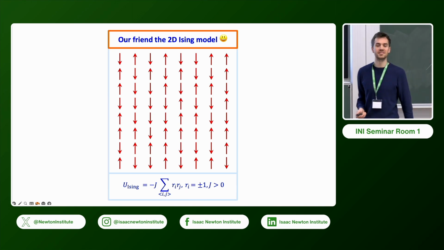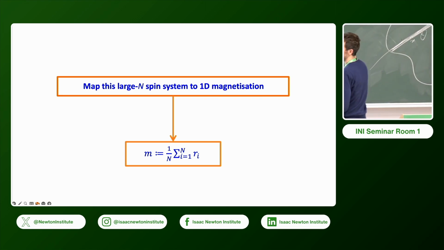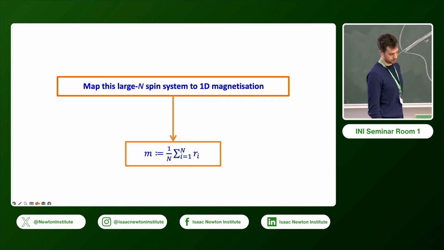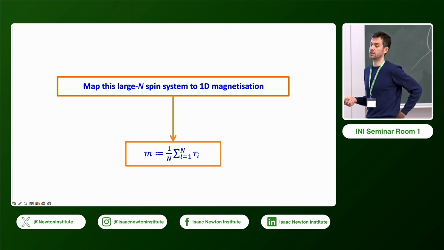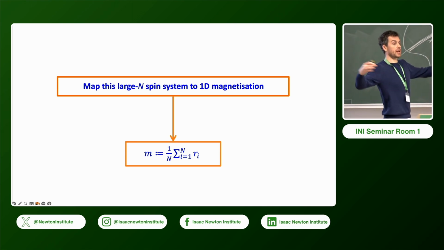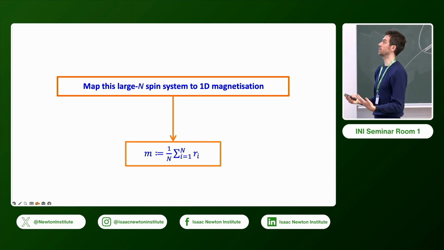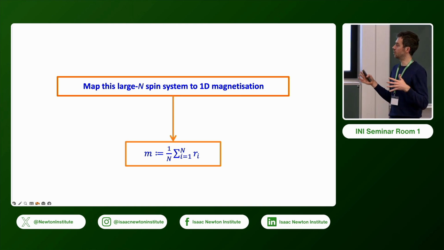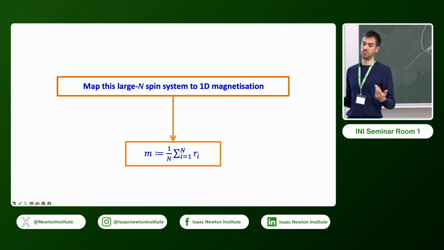You all okay? Good. So what we're going to do to understand broken symmetry, the most basic exposition of it, is map this large n-spin system to a 1D magnetisation function. In statistical physics, we typically have large numbers of particles, and more broadly we want to map information about the system onto some lower dimensional function. So when you have a magnetic system, the obvious thing to map it to is the magnetisation.